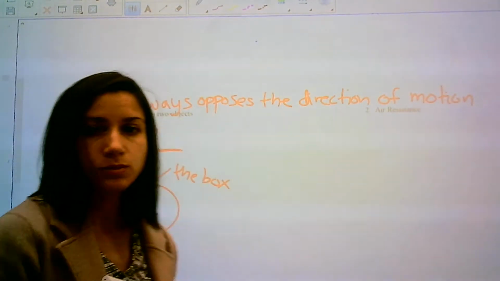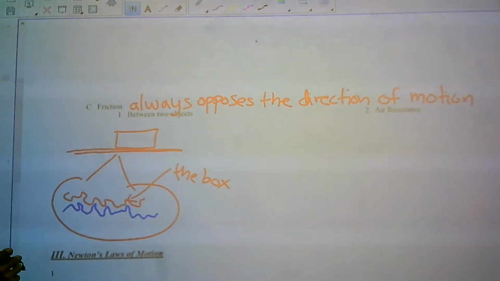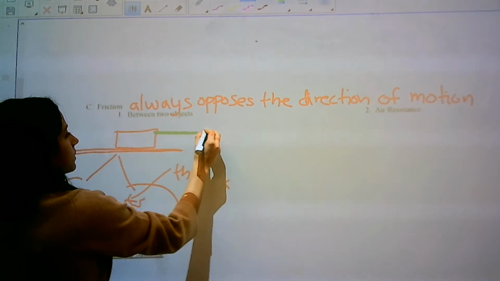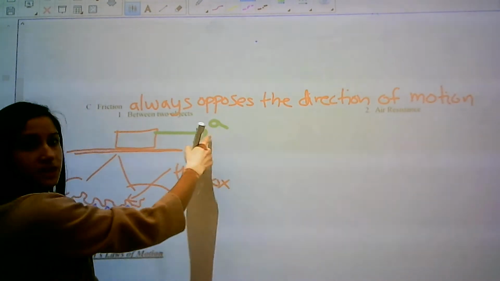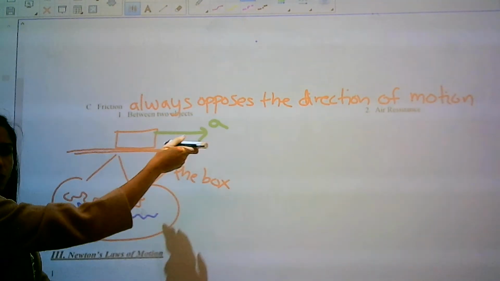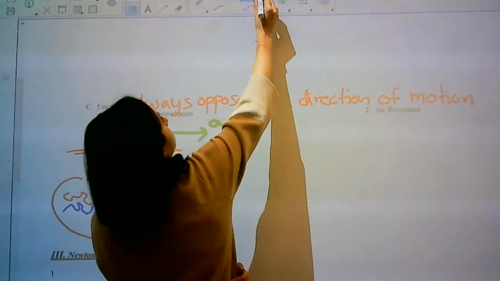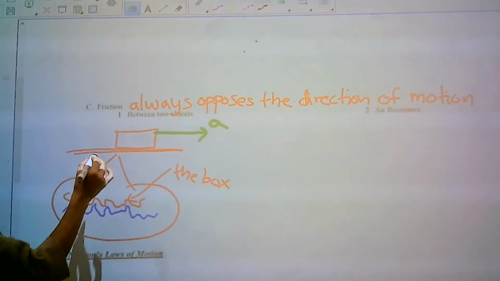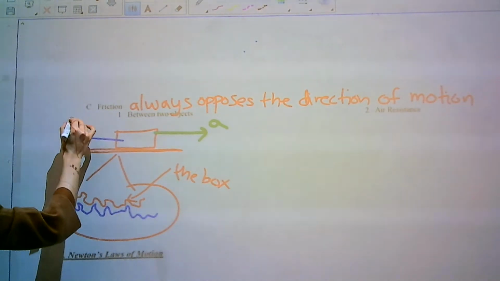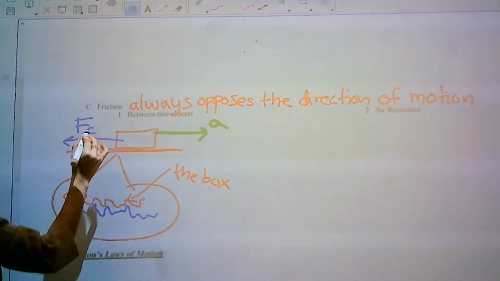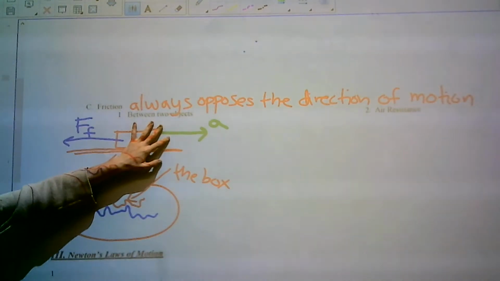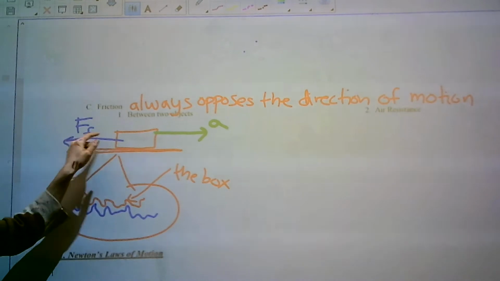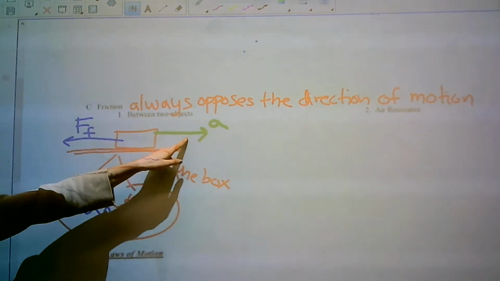Now I said friction always opposes the direction of motion. So if this is the acceleration of the object, if it's moving towards the right, the force due to friction is going to be moving towards the left. We're getting into something called a free body diagram, but we'll get into that later. So the force of friction is going against the direction of acceleration.